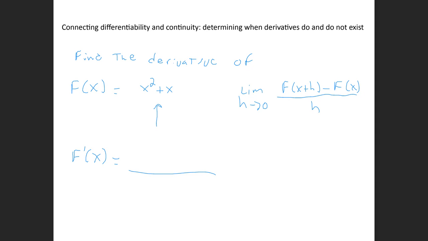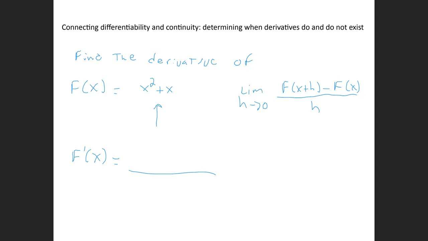Okay, but remember, it's the limit as h approaches 0. So that h should really be a 0, right? So your answer should just be 2x plus 1, right? Because remember, it is the limit as h approaches 0. Well, if you have an h in your answer, you got to put a 0 in there. So your answer should be 2x plus 1, which I agree with 100% that that is the answer.